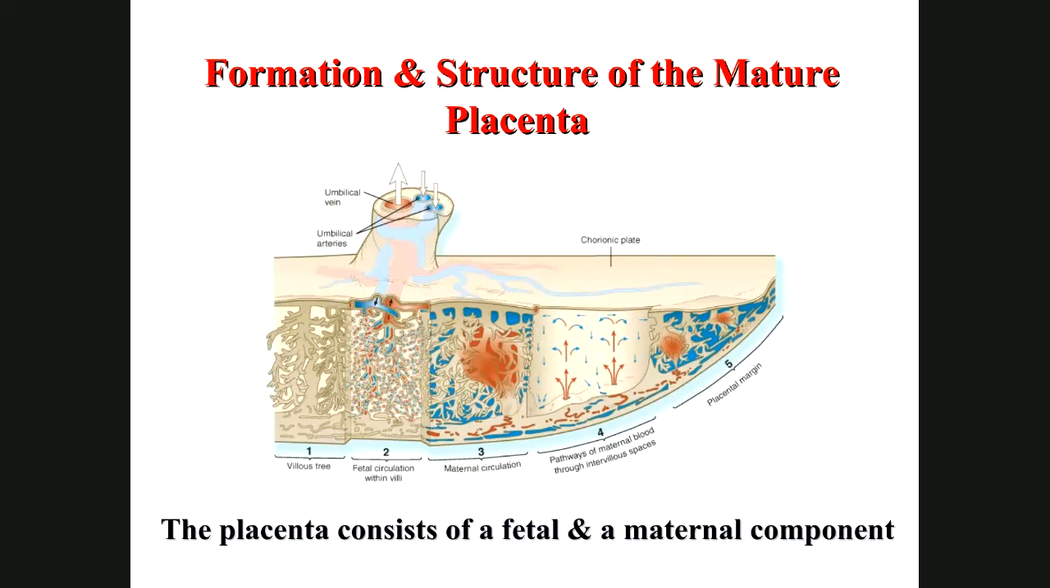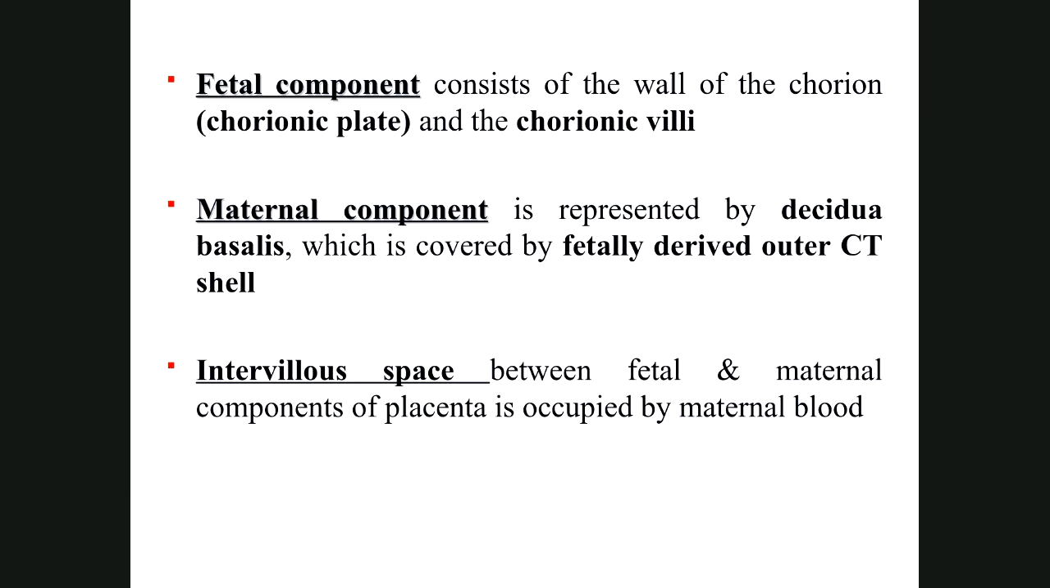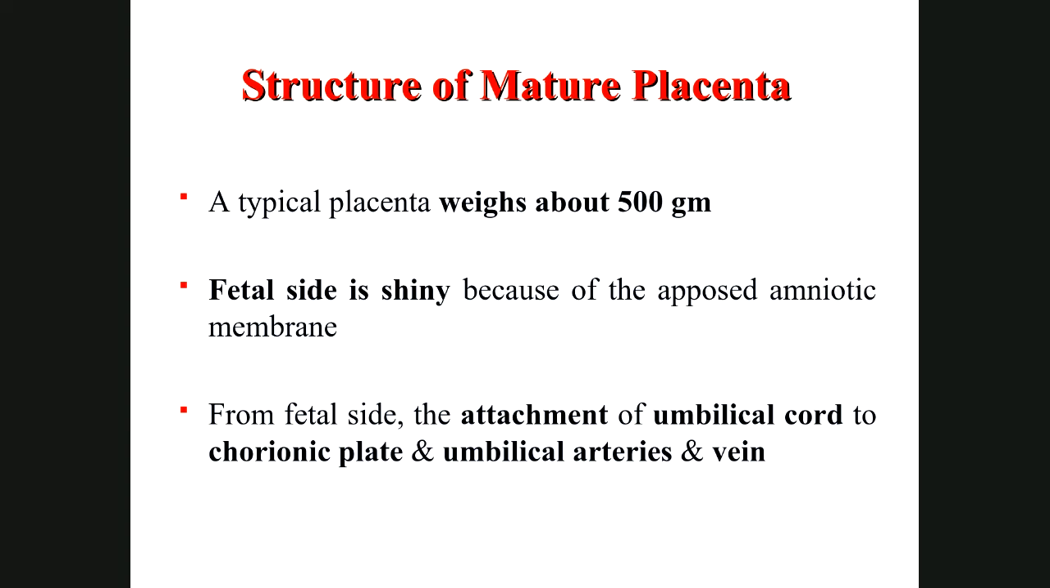So as we know, the placenta is formed of two components, fetal and maternal. Let us see the difference. The fetal component consists of the chorionic plate and the chorionic villi, as you saw in the diagram, and the maternal component is represented by decidua basalis, which is also covered by the outer cytotrophoblastic shell. There is an intervillous space between the fetal and maternal components of the placenta, which is occupied by maternal blood. A typical placenta weighs around 500 grams.